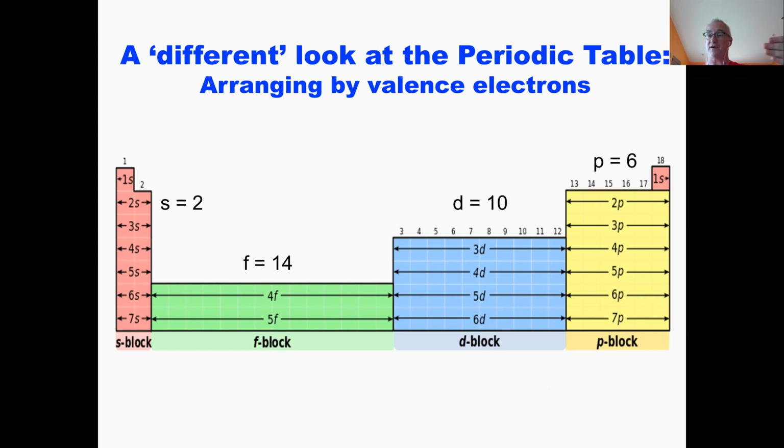We fill up S first, and then as you go across, then we fill up P, then we go down, then we fill up D. And only when we get to the 4th energy level do we finally start putting electrons in the F subshell, okay?